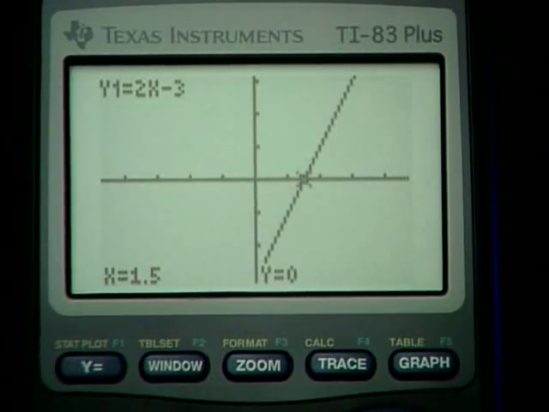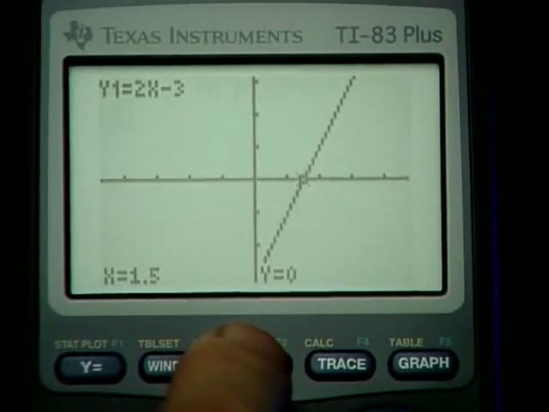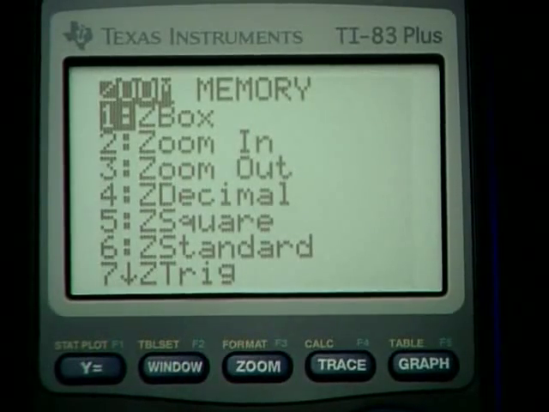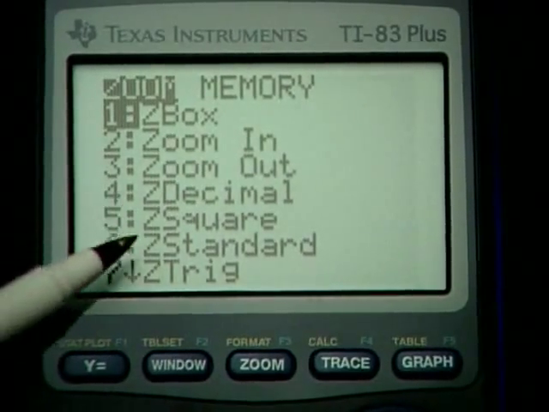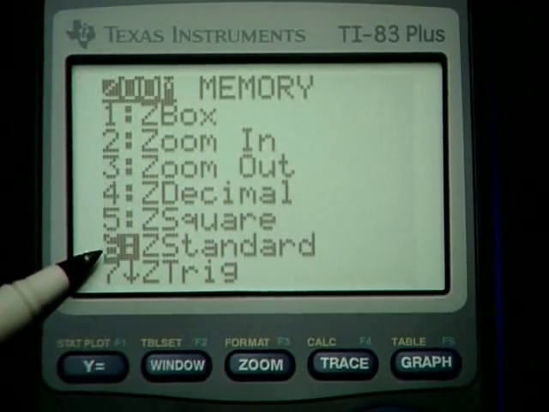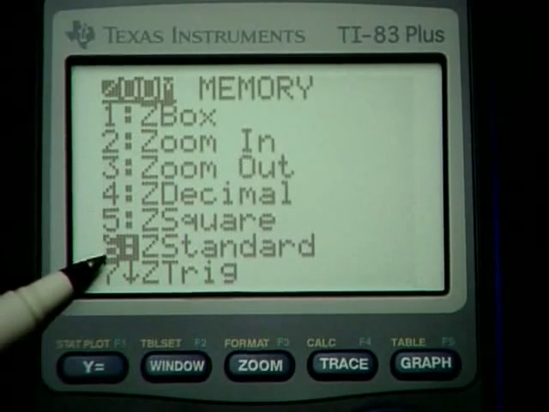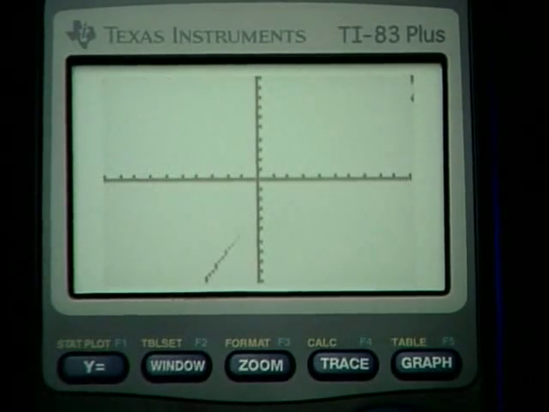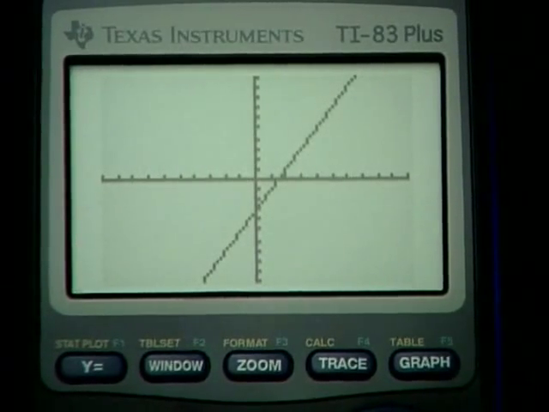All right, now let me go back to the standard settings, the default settings. That's item number 6 here, and we can access that item either by cursoring to it and pressing enter, or by simply pressing number 6. So either way, we go back to our original feature.